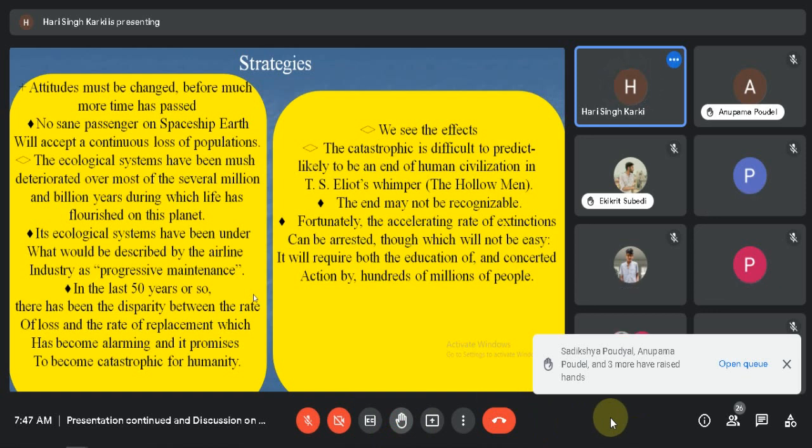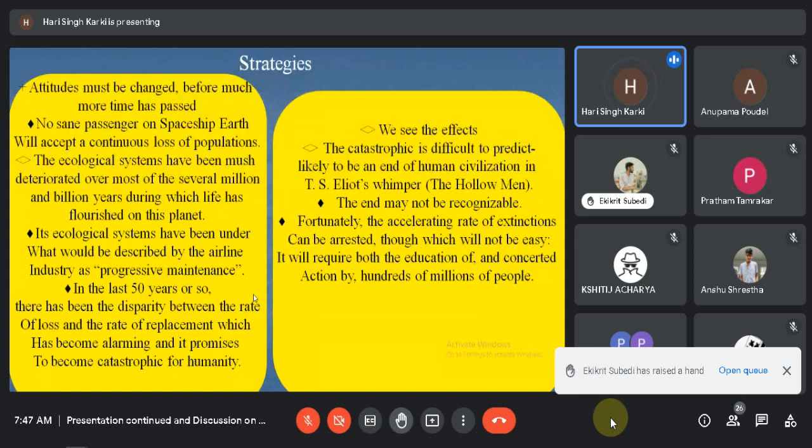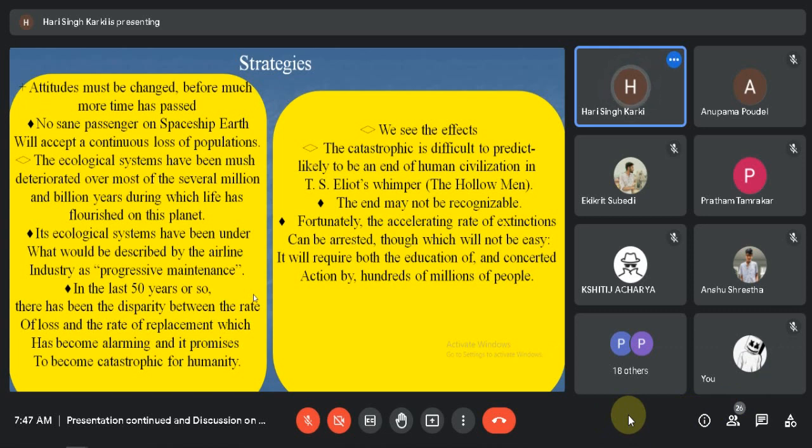So this catastrophic, devastating effect is difficult to predict. What actually would happen, though it is difficult to imagine, is likely. Listen to the word: it is likely. Writers say it is likely to be an end of human civilization. As T.S. Eliot wrote in The Hollow Men, humans have vanity, and this vanity is vain. So this catastrophe can be difficult to predict, but of course it is likely, meaning there is more probability that this may lead to an end of human civilization.